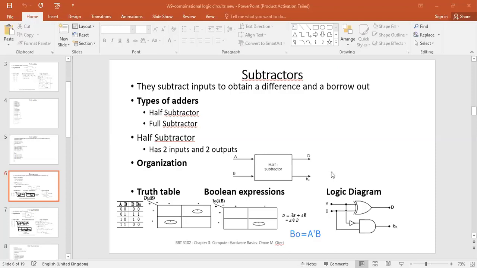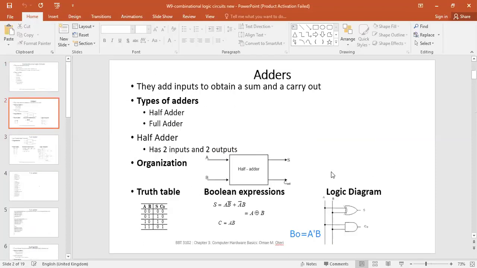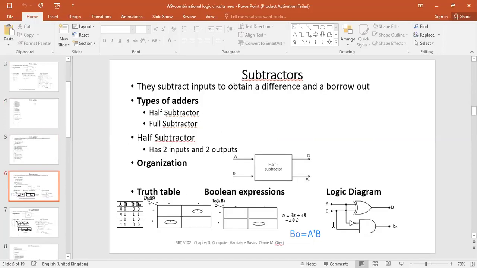If we go back to the adder and see what we had for the half adder, you can actually see that the sum is the same. We have used the XOR gate. For the carry out, we used an AND gate, but there is no inverter here. But with the half subtractor, we have an inverter.